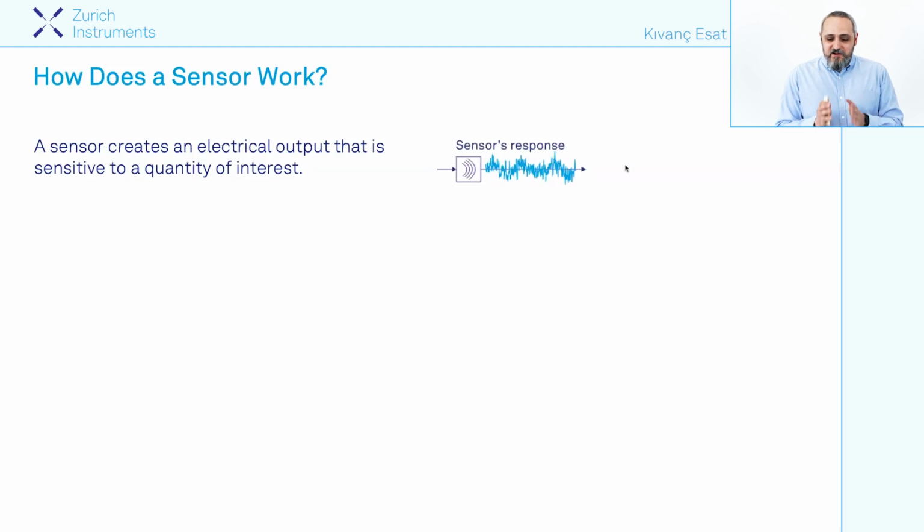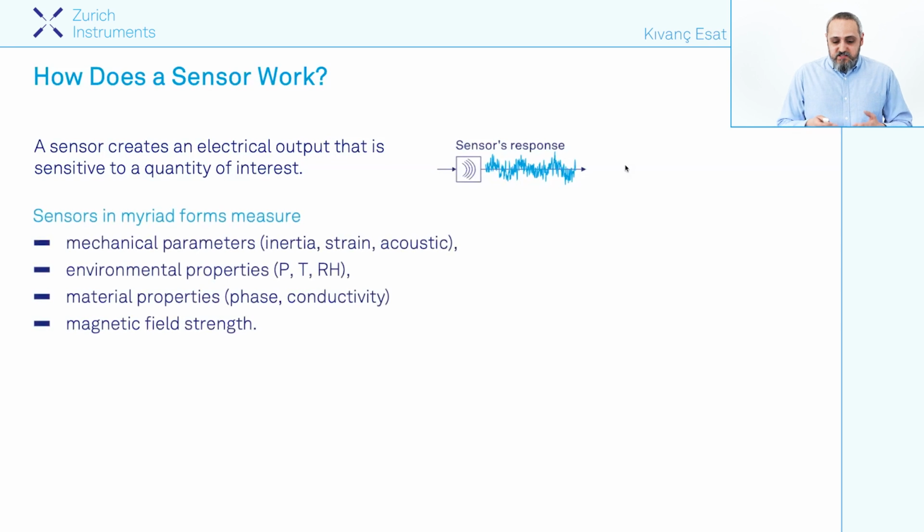We would like to start with a very basic question: how does a sensor work? A sensor is essentially a device that creates an electrical output that is sensitive to the quantity of interest. That could be temperature or a magnetic field or any other physical parameter. This is a very wide range of parameters that we can probe using sensors. That could be mechanical, environmental properties, or material properties like conductivity, the phase of a material, or magnetic field strength, to name a few.